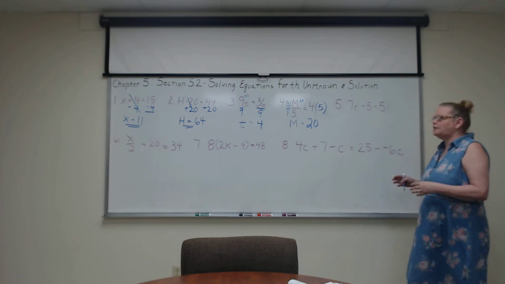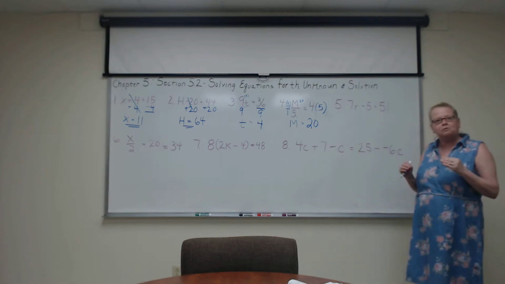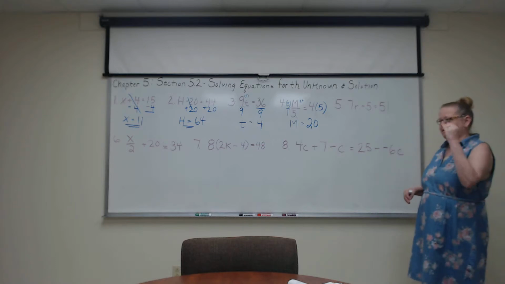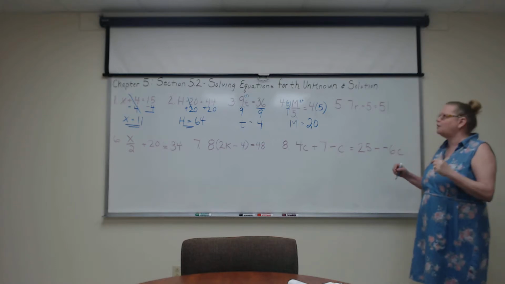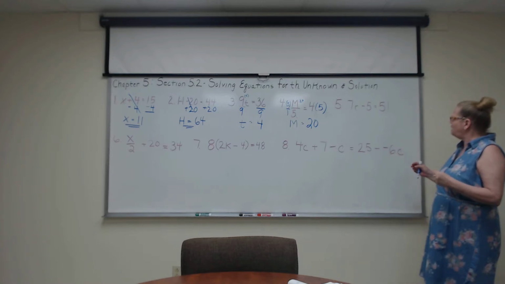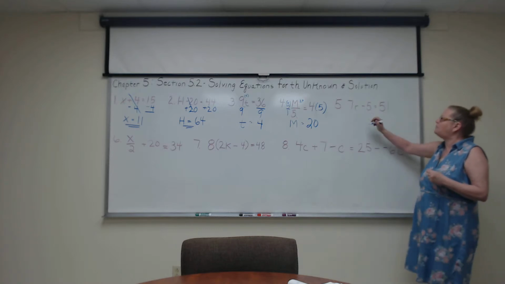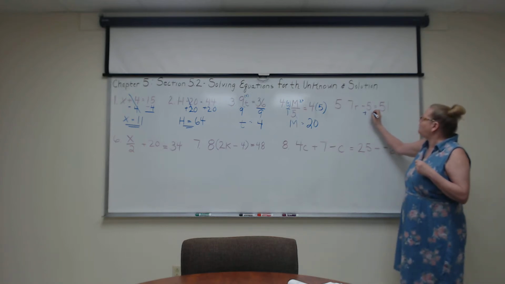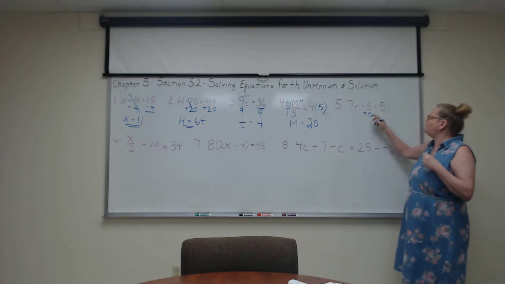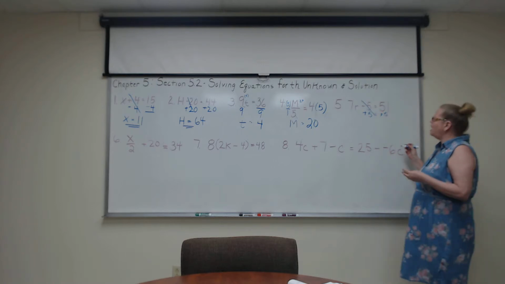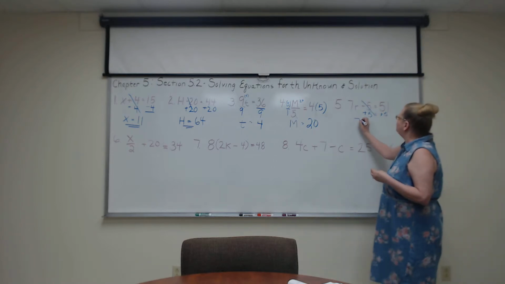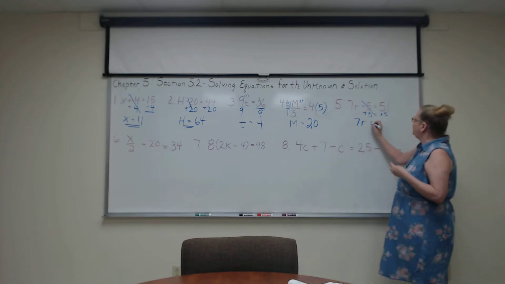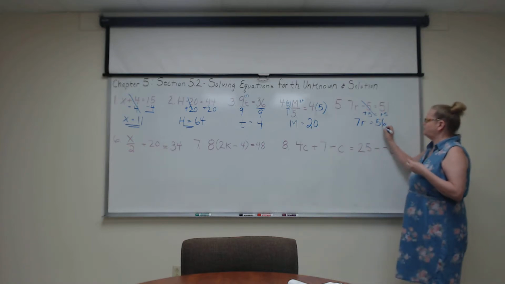So let's take a look at this one. Remember, when we look at an equation, we want numbers on one side, letters on the other. So the first thing we're going to do is get rid of this 5. How do we get rid of the minus 5? We add 5. So if we add 5 to one side, we're going to add 5 over here. This cancels out, and what we end up with is 7r equals 56.